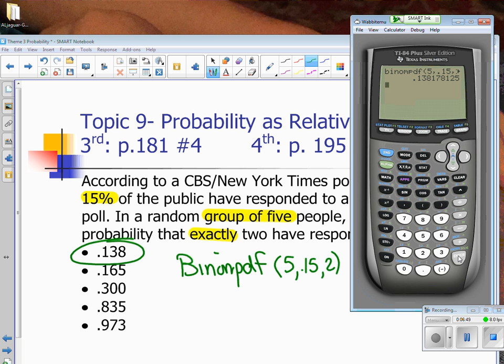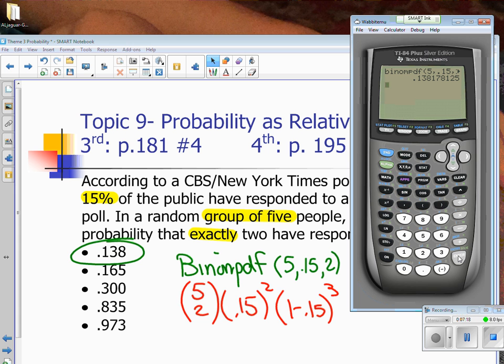Now, just to refresh our memory, for those of us who remember the formula, you do have a binomial formula on your formula sheet as well. It's right there in the middle, n choose k. So it's going to be 5 choose 2, and then we have 0.15 to the 2 power, and then 1 minus 0.15 to the 3 power. Do you want to go over how to plug that into the calculator with the choose and all that? Let's just remind ourselves in case we need it, okay?